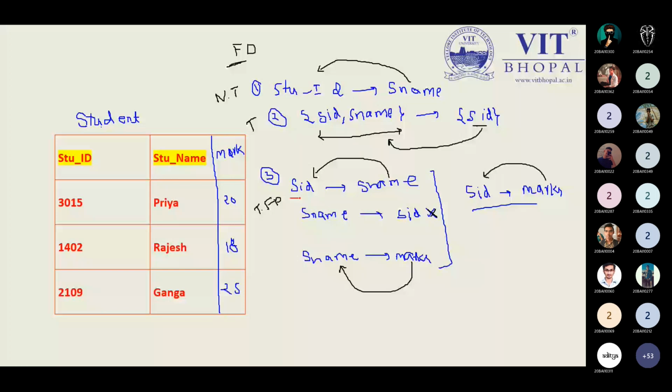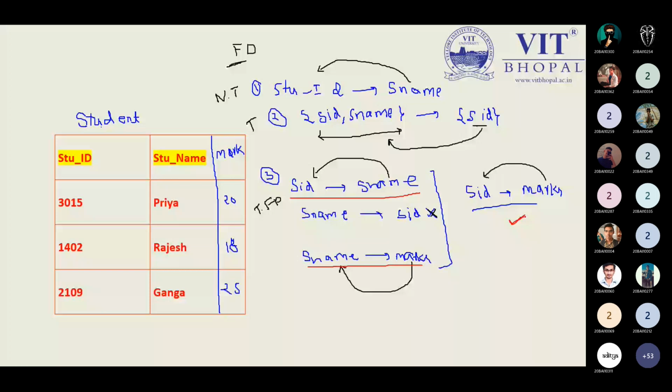Student name depends on the student ID, and student marks depend on the student name. So from the transitive relationship, we can say student ID determines the marks, or marks depend on the student ID. This is the point. Now it is clear.